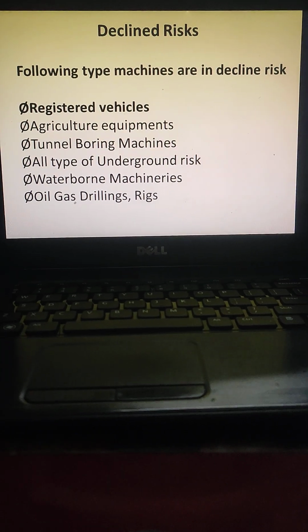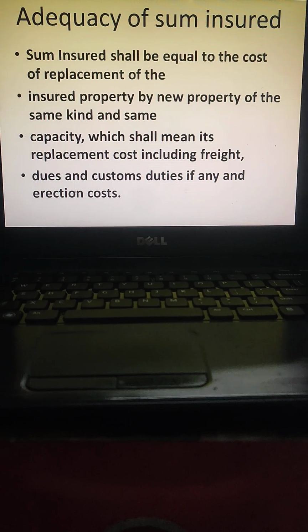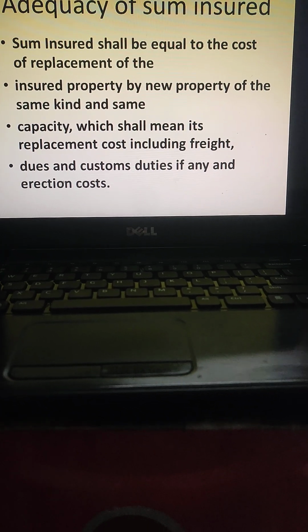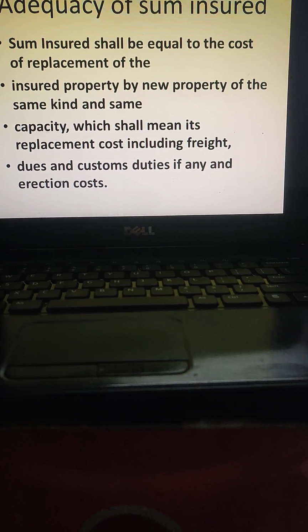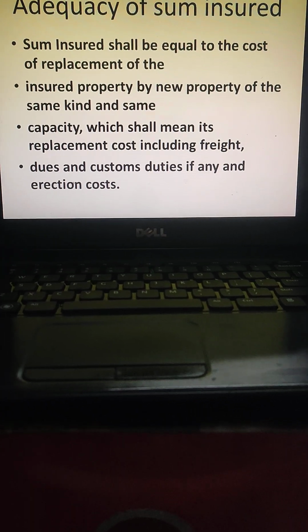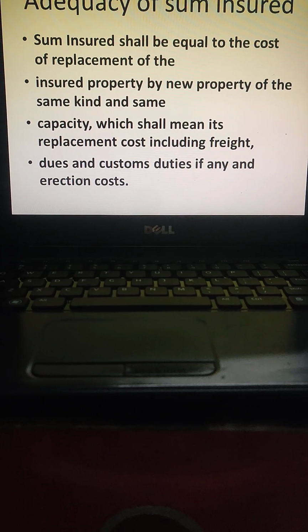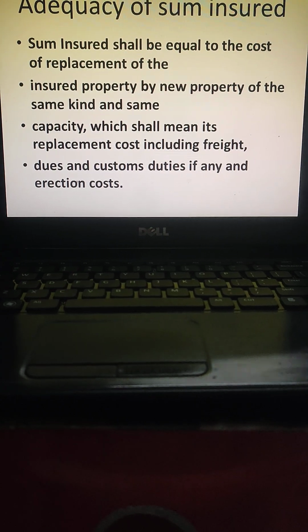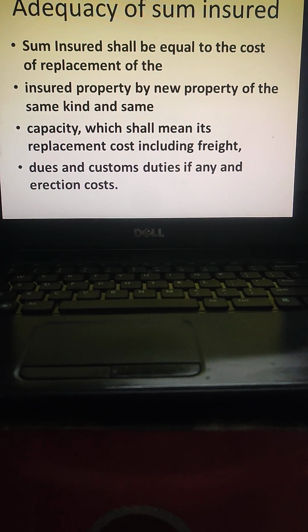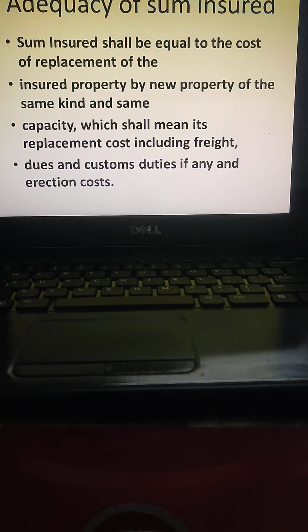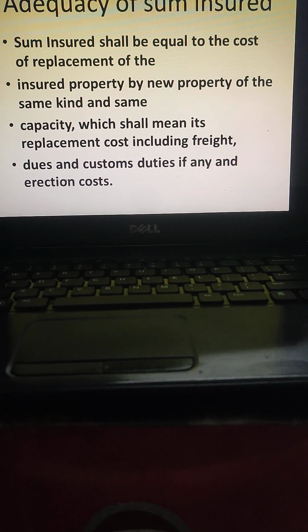They may cover the risk according to their desire, and if the risk is offered with certain other coverages or other policies, normally these proposals are declined. Adequacy of sum insured is the most important part of this policy, because sum insured shall be equal to the cost of replacement of the insured property by new property of the same kind and same capacity, which shall mean its replacement cost including freight, dues and custom duties, if any, and erection costs.